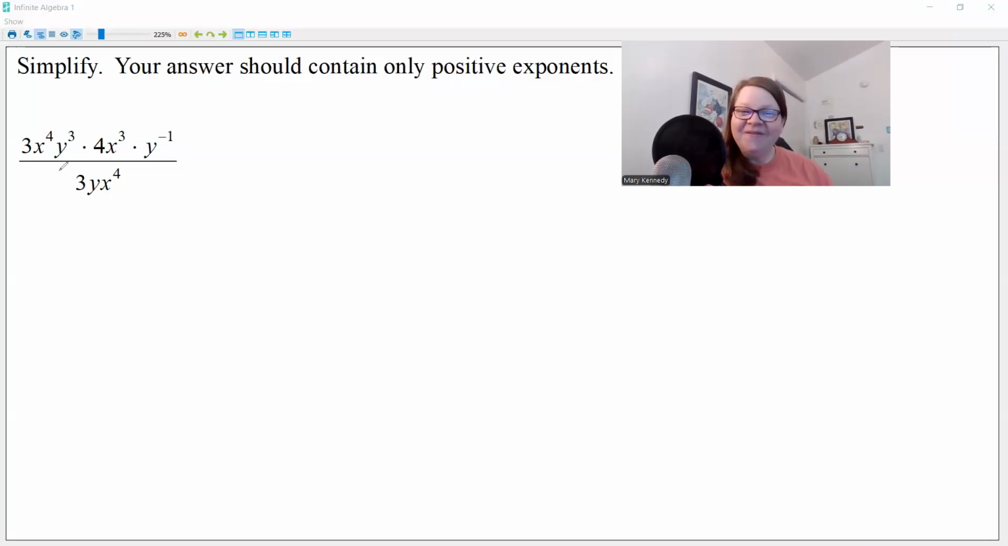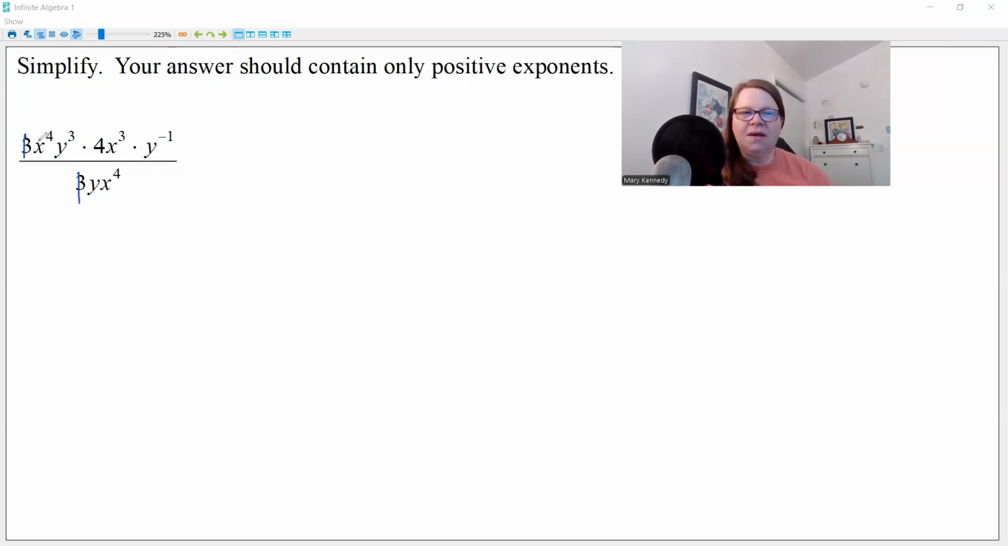Let's jump right in. The first thing I would do is look for a zero exponent. I don't see one. I do have a fraction, so let's see if we see anything we can cancel top and bottom that are exactly the same. I see threes, top and bottom. So 3 divided by 3 is 1.